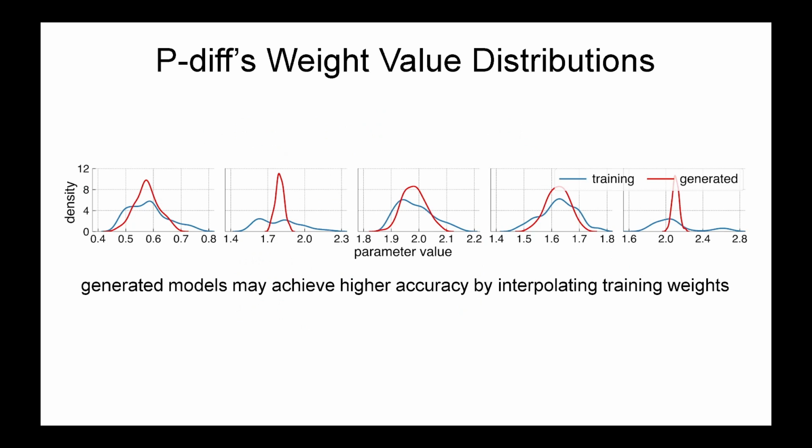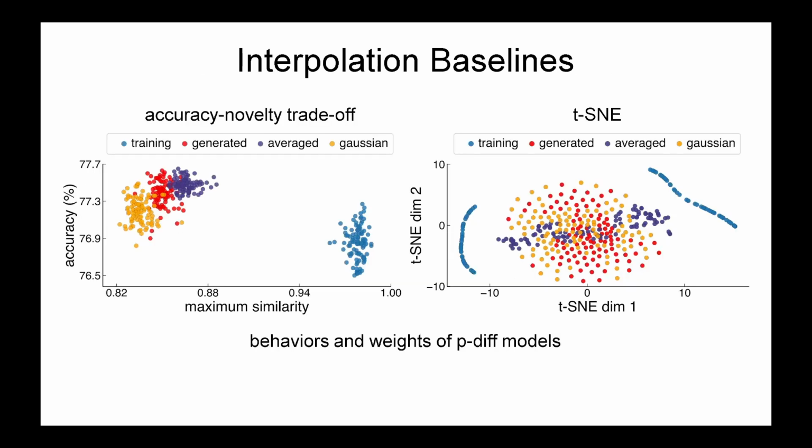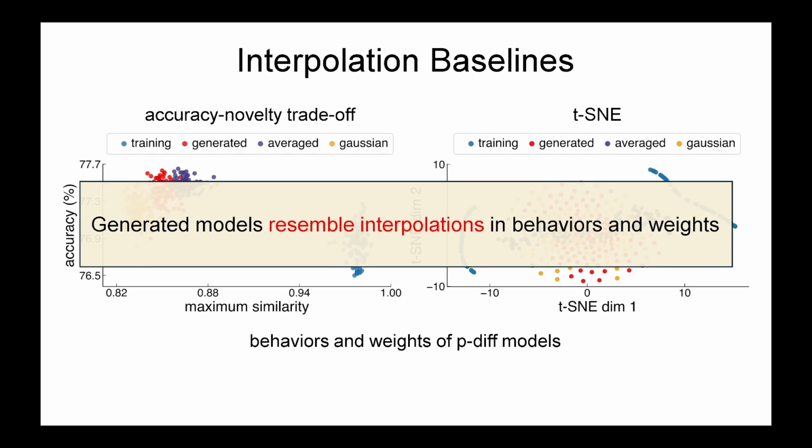We can see that pdiff's generated weight values concentrate around the average of the training values. It is known that averaging the models fine-tuned from the same base model can lead to improved performance, so we hypothesize that the generated models may achieve higher accuracy by interpolating training weights. To check this, we introduce two baselines that approximate interpolations of training weights, named averaged and Gaussian on the figures. The left plot shows the same accuracy-novelty trade-off, and the right plot shows the weight distribution using t-SNE. We can see that the generated models resemble the interpolation baselines in both behaviors and weight values.